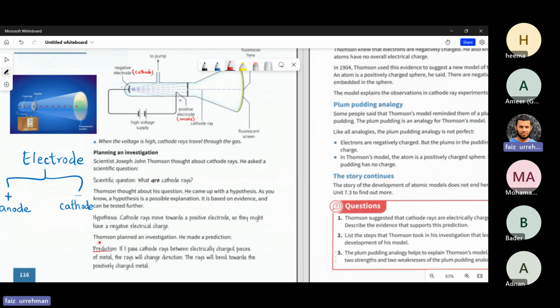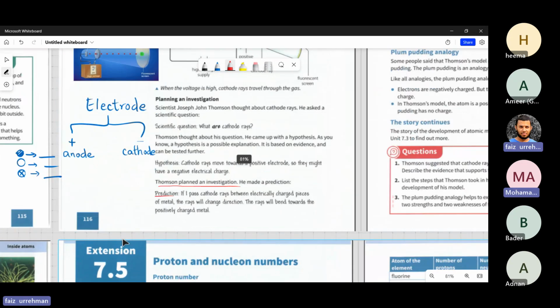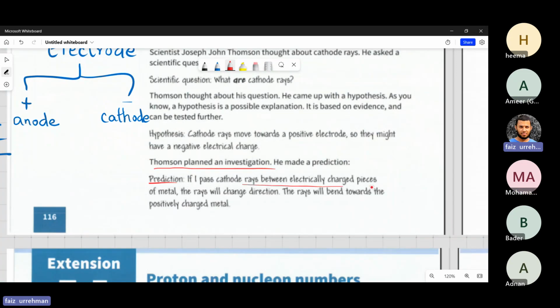So for the prediction, Thomson planned an investigation. He made a prediction. He's predicting that if he passes cathode rays between electrically charged pieces of metal, the rays will change direction. The rays will bend towards the positively charged metal. And I saw a GIF related to this. The next lesson is also talking about the same topic and another experiment.